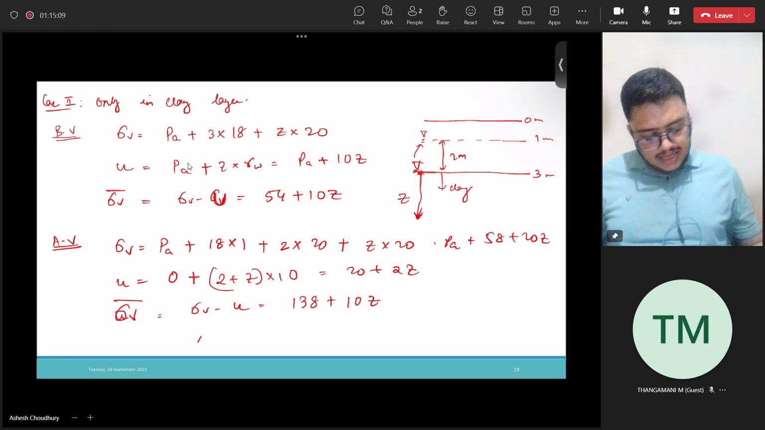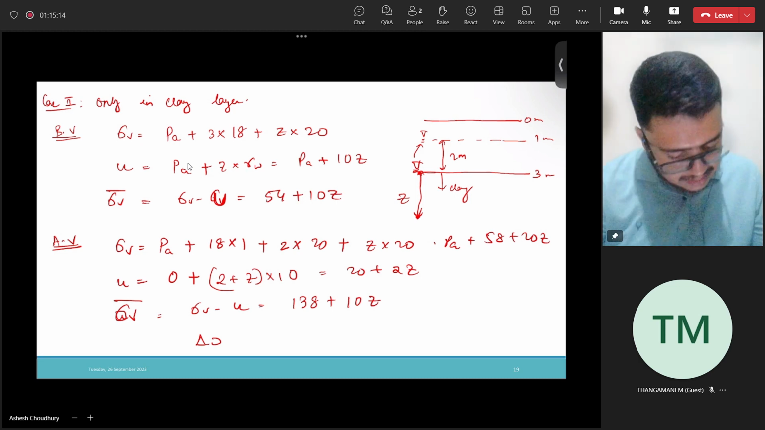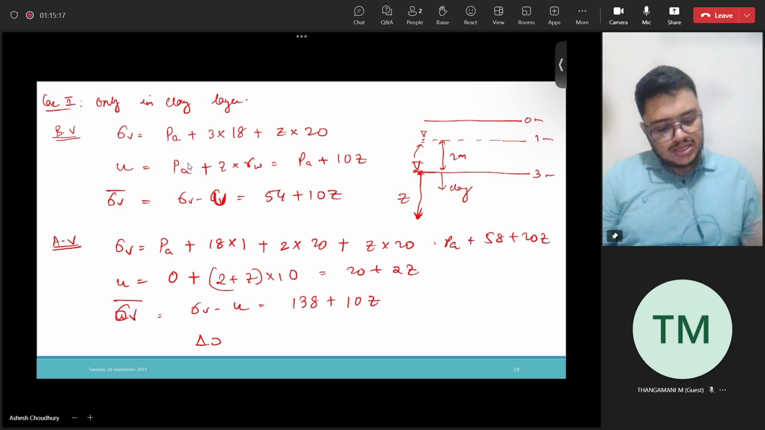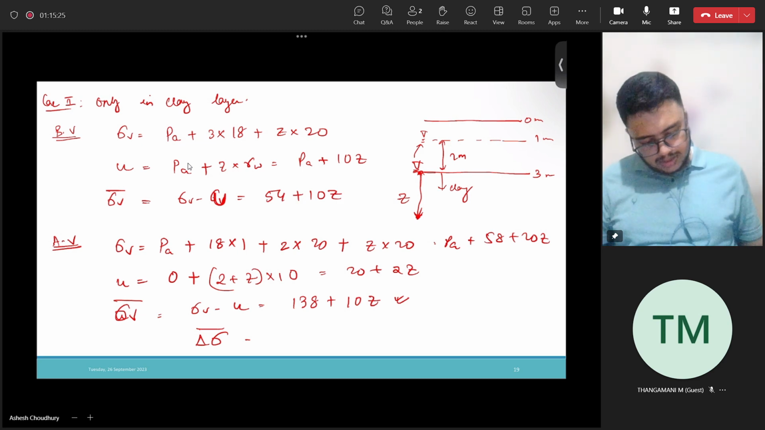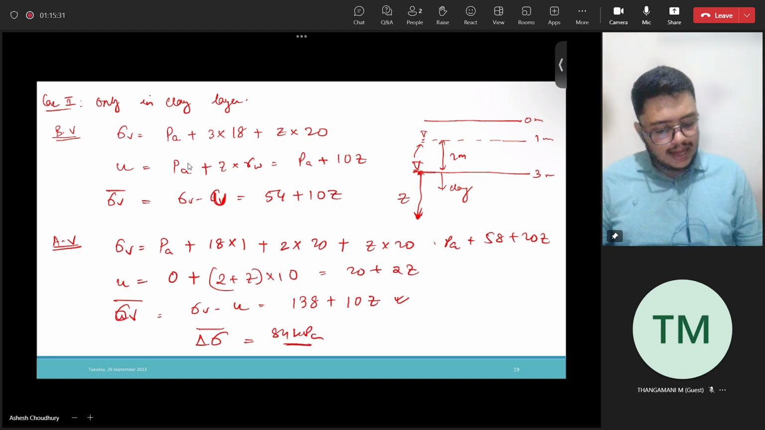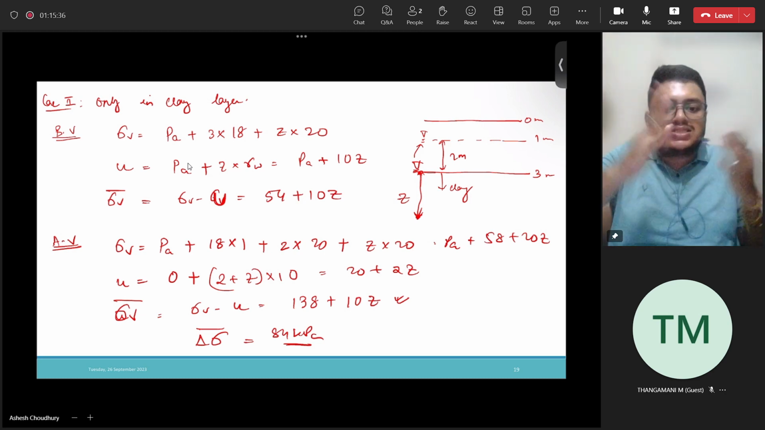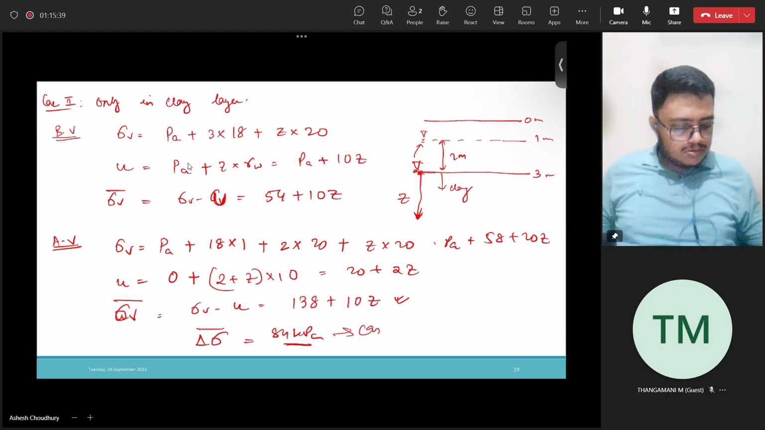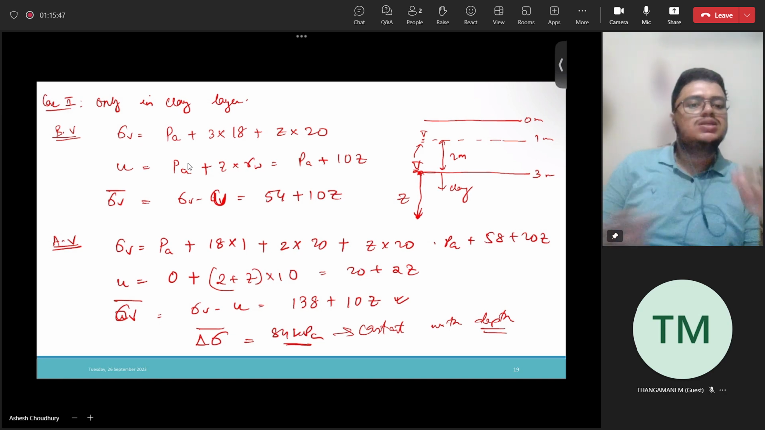So therefore, what will be the increase in effective stress that is happening? This was the initial effective stress before application of vacuum, and next you have after the application of vacuum pressure, this is the effective stress. So what is the net increase in effective stress? This minus this, so 10Z will get cancelled, so you will get 84 kPa. So you can see in the clay layer, as the depth is increasing, the increase in effective stress is not increasing anymore. It's constant with depth now.